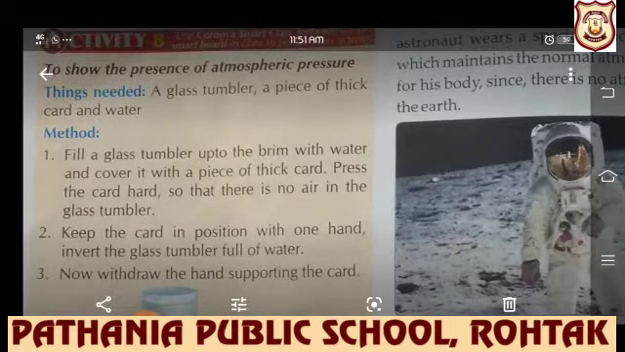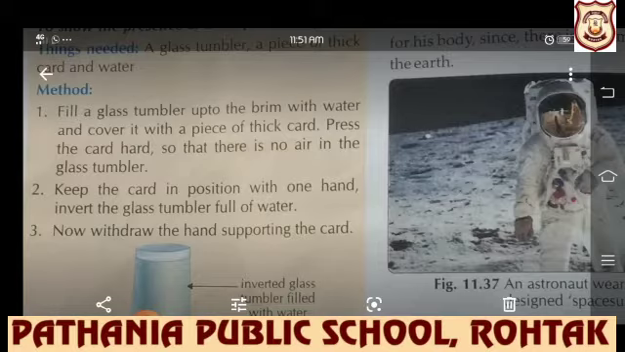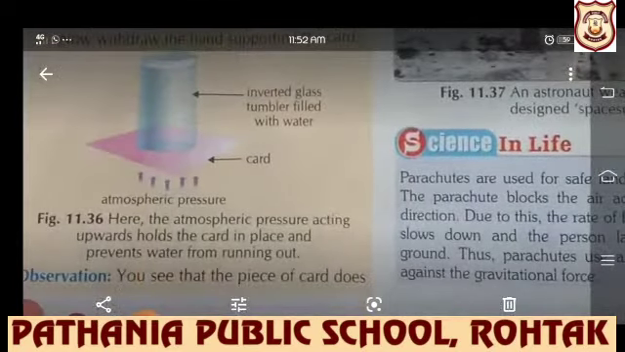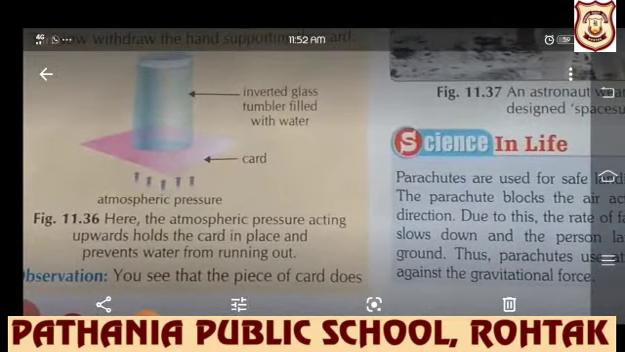Press the card hard. You have to press that card hard, showing that there is no air in the glass tumbler. Keep the card in position with one hand. Invert the glass tumbler. Now withdraw the hand support of the card. What you will see?